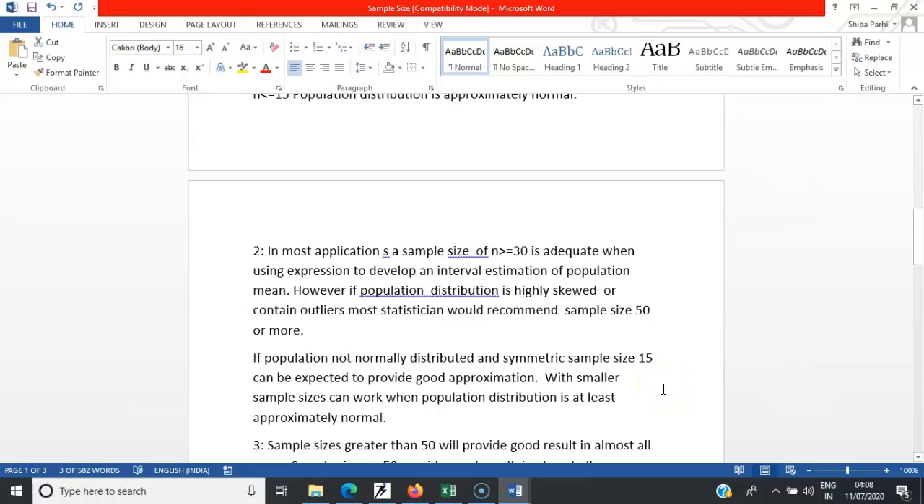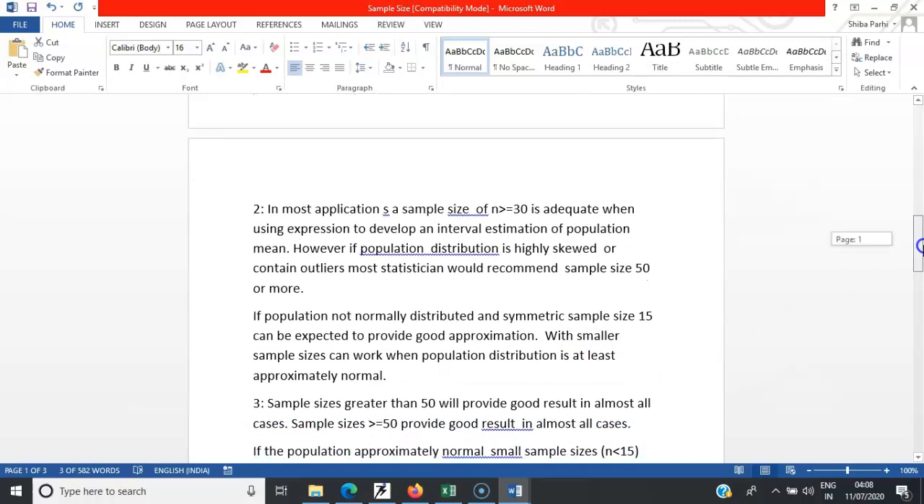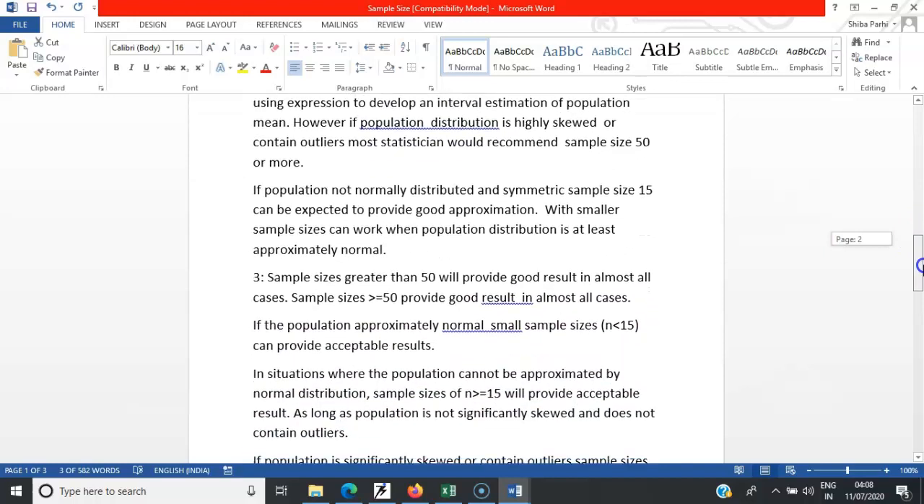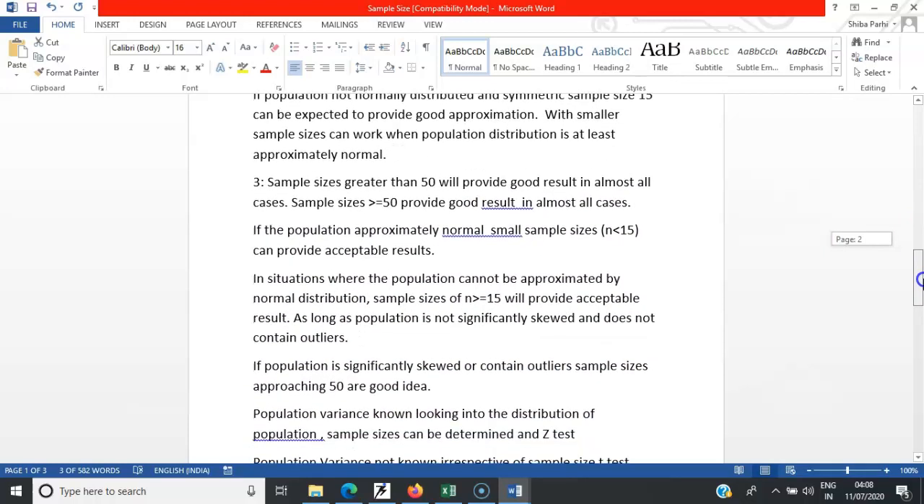If the population is not normal but symmetric, a smaller sample size can work when the population distribution is at least approximately normal. So this clarifies the doubt about what the sample size should be to go about a test. Sample sizes greater than 50 will provide a good result in almost all cases.